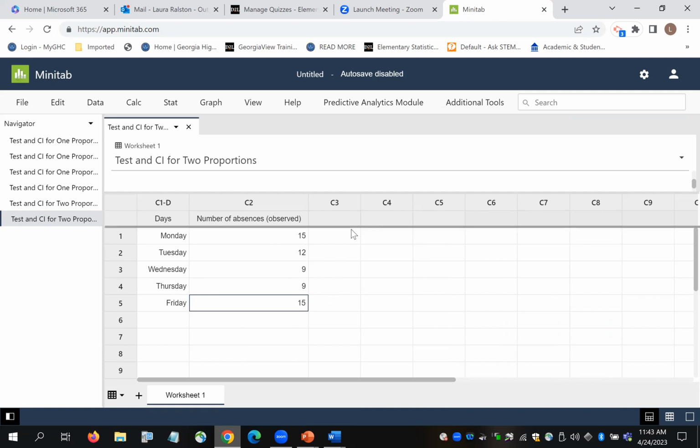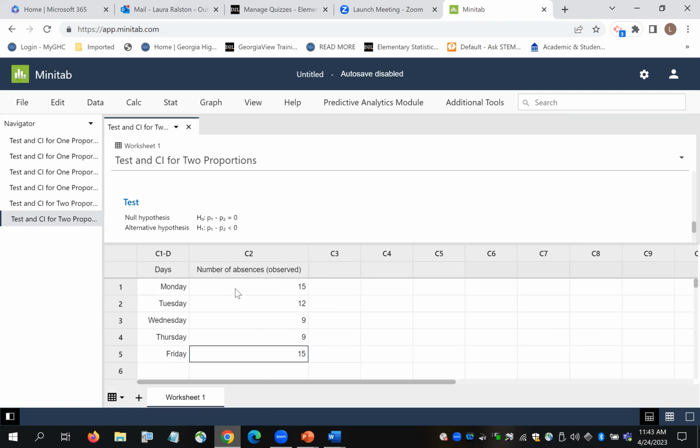So I've entered the data. I basically, again, have recreated that frequency table that was given in the problem. I've made it go vertically as opposed to horizontally, but that's what I've done. Okay, now we're ready to do our calculations.